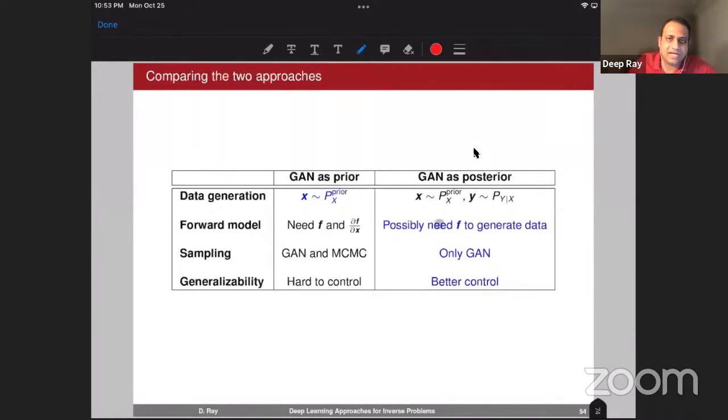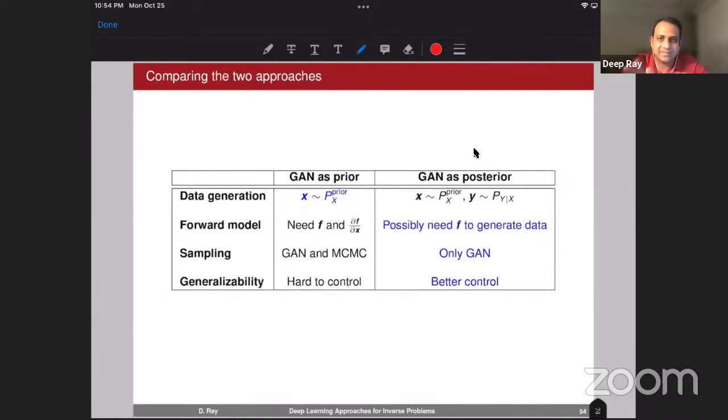Then in the first case, you need to sample both from the GAN and the MC algorithm or chain, while in the second case, you only need to sample from the GAN. So it's simpler to sample from. In the first case, generalizability, in terms of how well it performs on out of distribution samples, is hard to control, because when you're training the GAN, you're only showing it X's, you're not showing it any Y's. But in GAN as a posterior, there are ways of getting better control of how it generalizes beyond the data set it's been trained on, even on out of distribution samples. I showed you a few examples where it seems to work better.